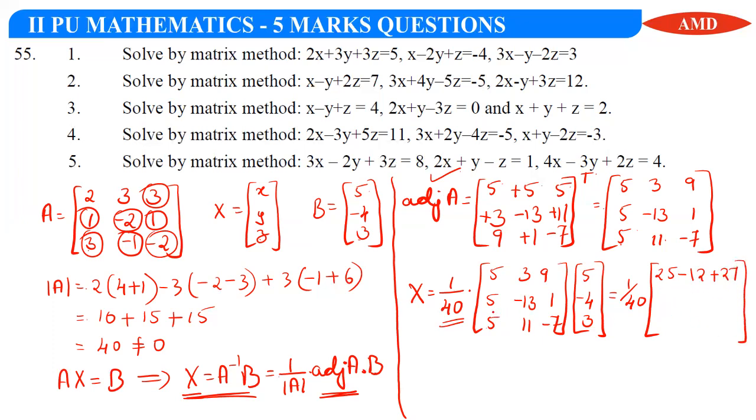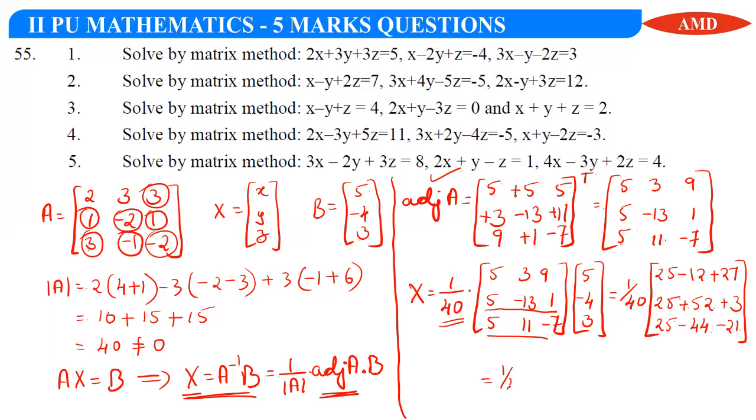Okay, the next row, I'm multiplying the next row with the column 5, minus 4 and 3. So 5 into 5 is 25. Minus 13 into minus 4 becomes plus 52. Then we have 1 into 3, which is 3 itself. The last row and the column: 5 into 5 is 25. 11 into minus 4 is minus 44. Minus 7 into 3 is minus 21.